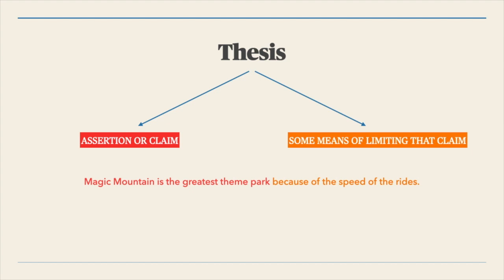We're not going to talk about the fantastic food at Magic Mountain. I realize that's a joke. We're not going to talk about how clean the place is. Again, another joke. We're not going to talk about how fantastic the theming is. We're not going to talk about any other things. All we're going to talk about is the rides. And that lets us limit the topic to something we can tackle in a short essay. So we have an assertion or a claim and some means of limiting it.